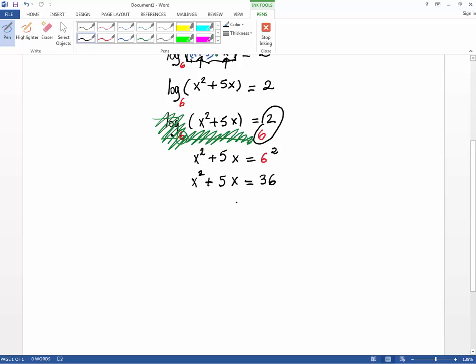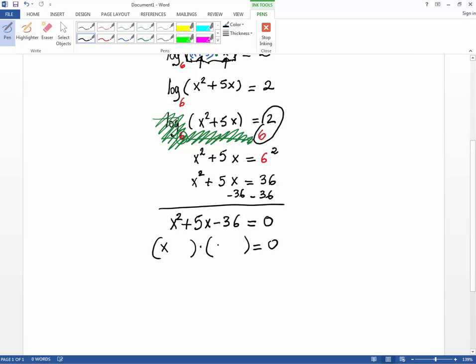So let's solve this quadratic equation. Let's subtract 36 from both sides. And we have to solve x squared plus 5x minus 36 is equal to 0. So we need to factor this.